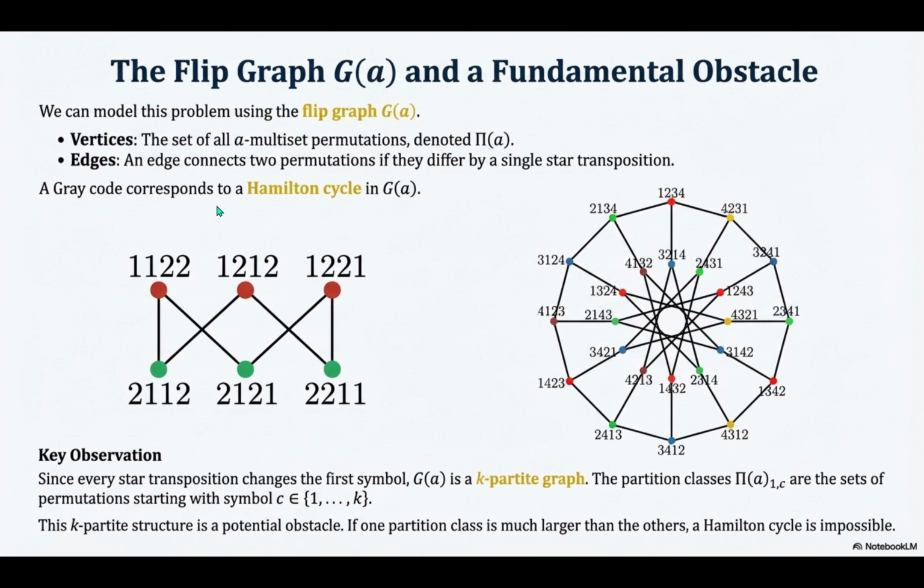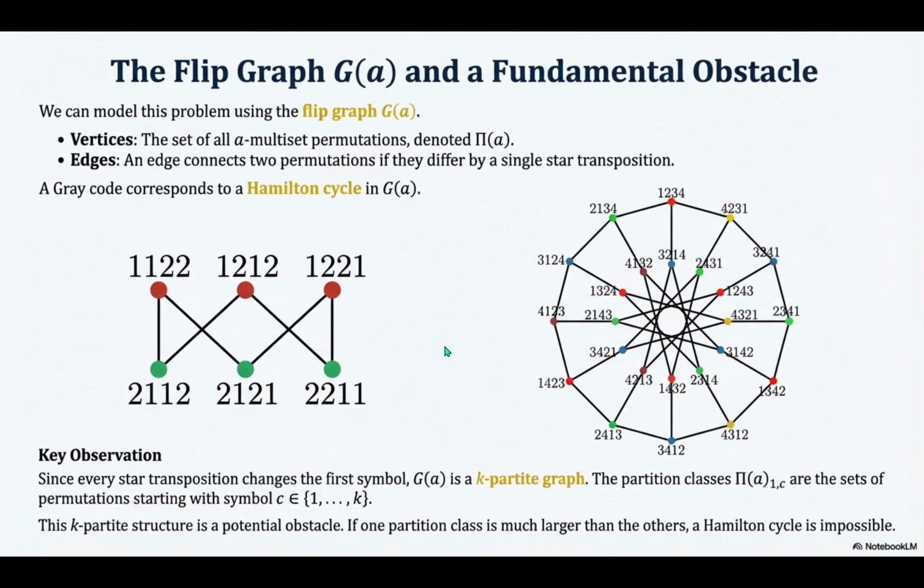Now, this sounds elegant, but you mentioned there's a fundamental obstacle right from the start. There is, and it comes directly from the definition of a star transposition. Because it always involves the first entry. Right. So think about it. If a permutation starts with a 1, any move you make sends it to something that starts with a 2 or a 3 or whatever. Exactly. You can't have two permutations that start with 1 connected to each other. This forces the graph to be what we call a k-partite graph. All the vertices get split into entirely different buckets based on their starting symbol. And there are no edges inside any of those buckets. None at all. So any path, any Hamilton cycle, has to constantly jump from one bucket to another. That sounds like a huge constraint. How could a cycle even be possible?